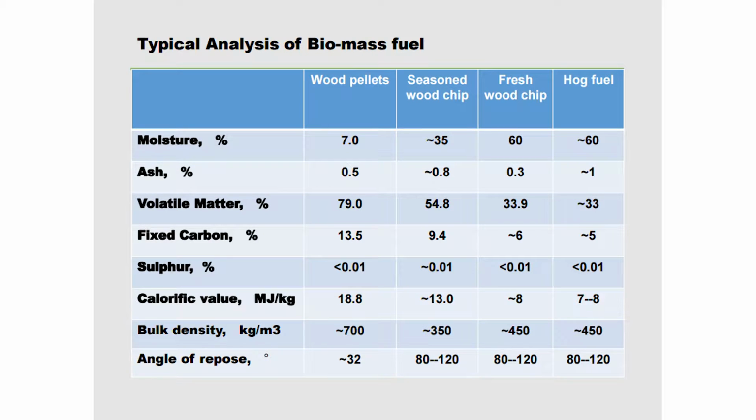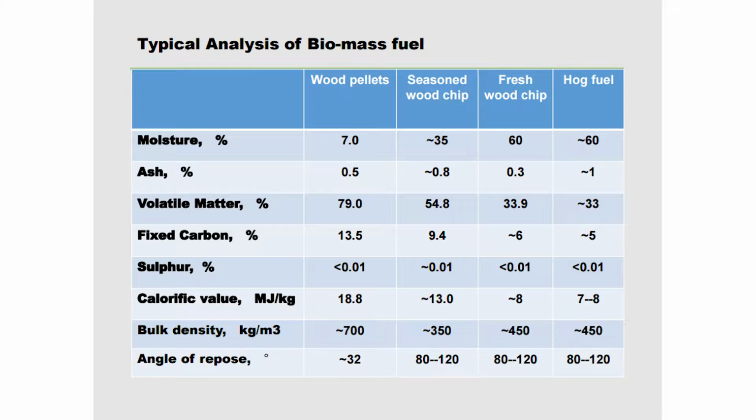Seasoned wood chip, moisture coming down, maybe around 30% moisture. Ash starts coming up. Heating value is around 13 megajoule already. Think about the bulk density, much lower. And the angle of repose can be built up like a vertical without movement.